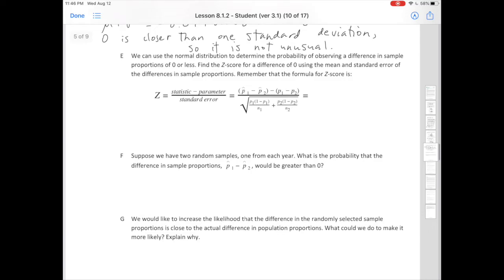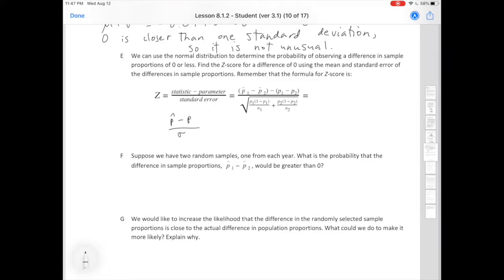Part E. We can use the normal distribution to determine the probability of observing a difference in sample proportions of 0 or less. Find the z-score for a difference of 0 using the mean and standard error of the differences in sample proportions. And remember that the formula for the z-score is the following. Now, this might look really confusing to you. We've never seen this formula before, right? But remember, what we were doing before is p hat minus p divided by sigma. We're doing the exact same thing here, except instead of p hat, we're doing p1 hat minus p2 hat, and instead of p, we're doing p1 minus p2, and then remember that bottom square root has gotten more complicated also.